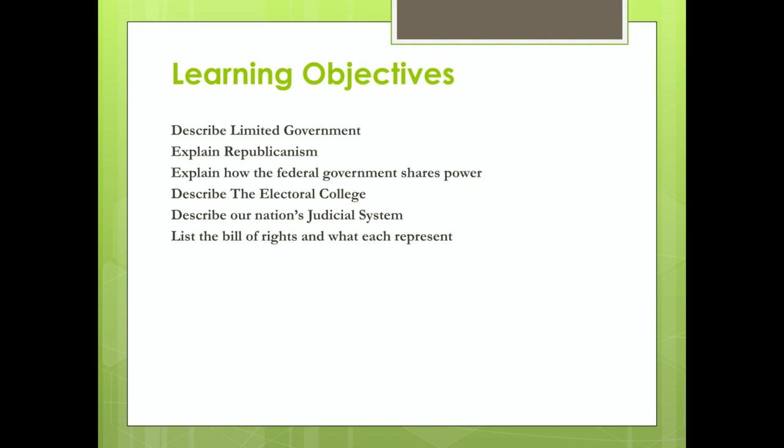And your learning objective questions, again, write these down. Describe limited government. Explain what republicanism is. Explain how the federal government shares power. Describe the Electoral College, its purpose, and so on. Describe our nation's judicial system, who's in it, what makes it up, and so on. And then list the Bill of Rights and what each one of those rights represents.